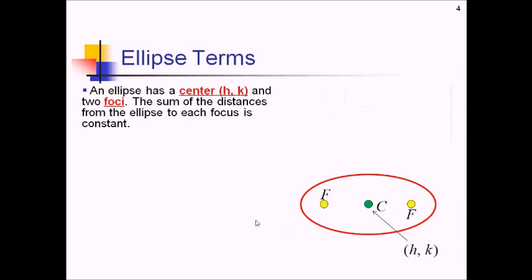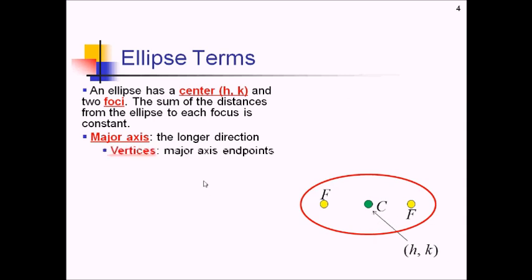So let's take a look at some of the other measurements here. The major axis, that is the longer direction, which is either going to be an x-axis or a y-axis kind of direction. And the vertices, those are the endpoints of the major axis. So in this ellipse, where we have a major axis going sideways, x major axis, the vertices are on the far left and the far right. Now, we can also talk about the distance between the vertices and the center. We call that distance the a value. You could think of this as a big radius.